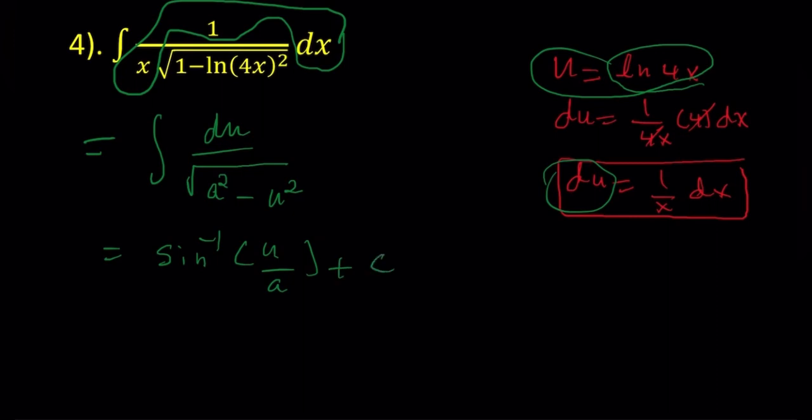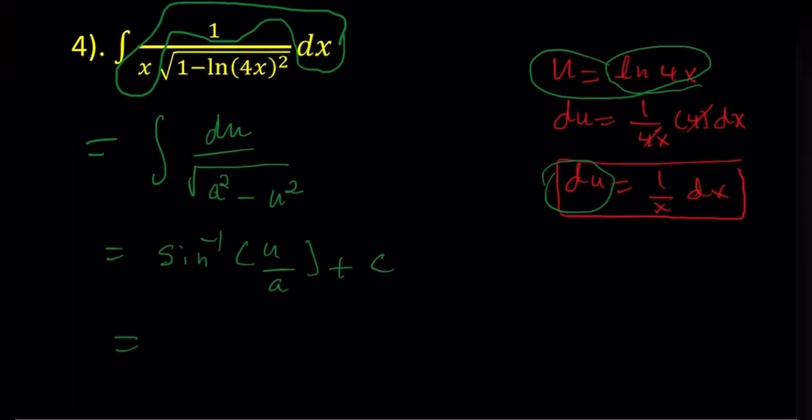You see how simple it is? And this is going to be just sine inverse. What is my u? My u is really ln 4x divided by a, which is just 1, plus a c. I'm done. Okay, there we go.